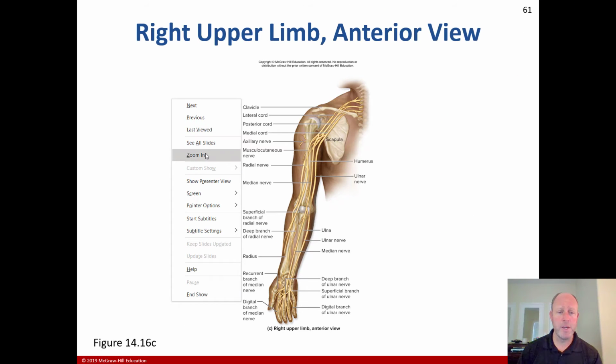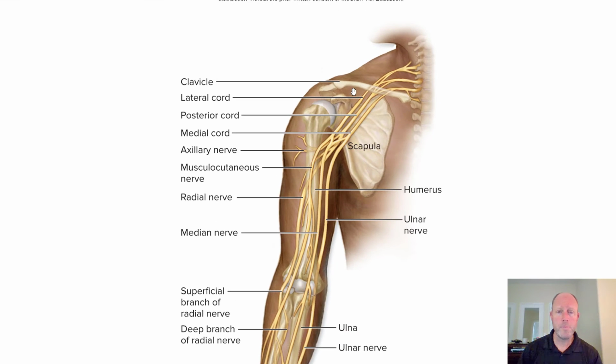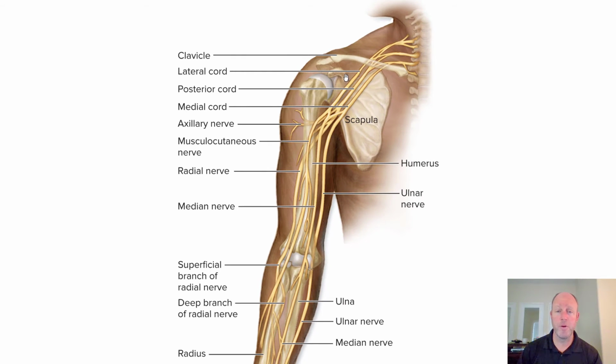And with the right upper limb, the anterior view, so basic anatomy, kind of going back to some of our bones a little bit here in addition to our nerves. Our clavicle here, right? And there's a lateral cord, and our posterior cord, and our medial cord. We have our axillary nerve innervating that upper arm here. And we have our biceps brachii, being one of our big ones there. Our musculocutaneous nerve here, humerus bone here.